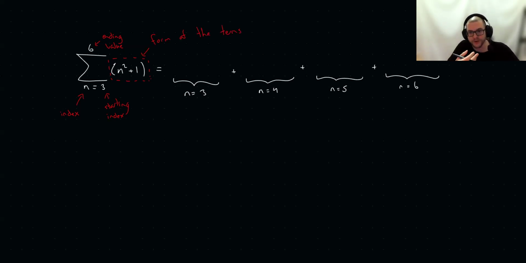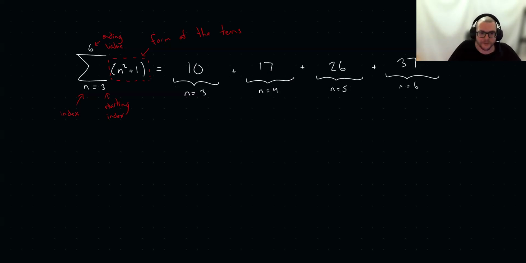Well, then 3 squared is 9, and 9 plus 1 is 10. So this term is 10. If n is 4, we have 4 squared, so 16, and then 16 plus 1, so 17. If n is 5, we have 5 squared, so 25. And if we add 1, we get 26. If n is 6, then n squared is 36. And if we add 1 to it, it's 37. So that's the form of those.